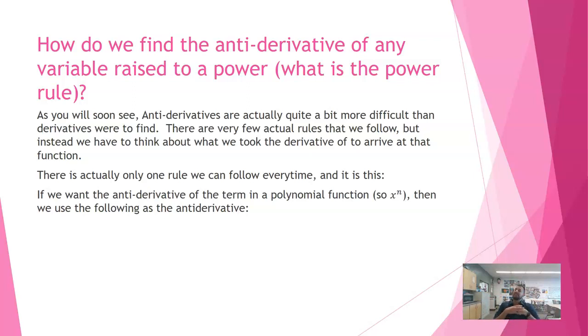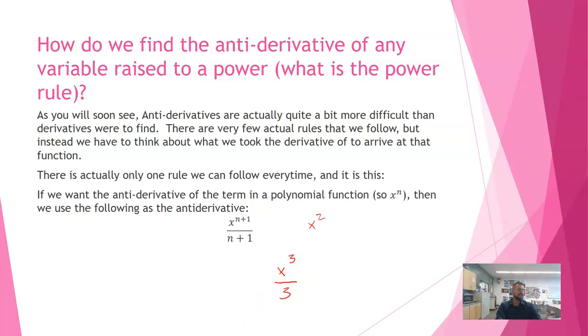The one thing that we'll still know how to take the antiderivative of is when we have x raised to a number power. If I want to take the antiderivative of x raised to a power, so if I had like x squared, and I wanted to find what I took the derivative of to get x squared, what we do is instead of subtracting 1 from the power, we add 1 to the power. And then instead of bringing the number down, what we do is we divide by what this new power is. And again, that only works for terms in a polynomial function.